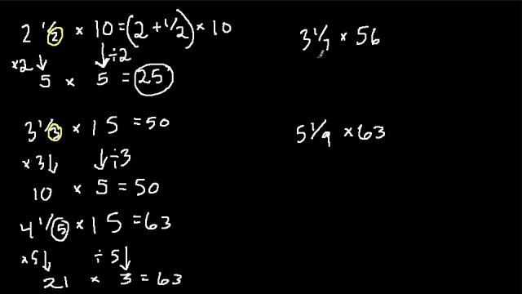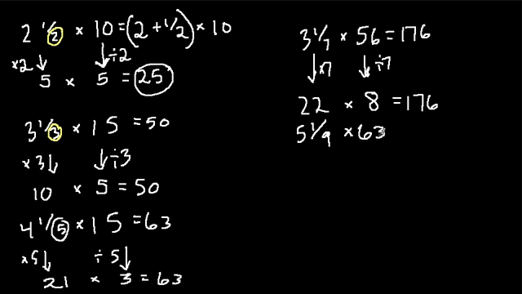Two more to go. This one looks really unfriendly, 3 1/7 times 56, but notice our denominator is a 7, so what I can do is multiply and then divide by 7. 56 divided by 7 is 8. 7 groups of 3 1/7, well, 7 groups of 3 is 21, and 7 1/7s is another 1, so that's like 22. So this is the same thing as 22 times 8, which is 176. So this equals 176.